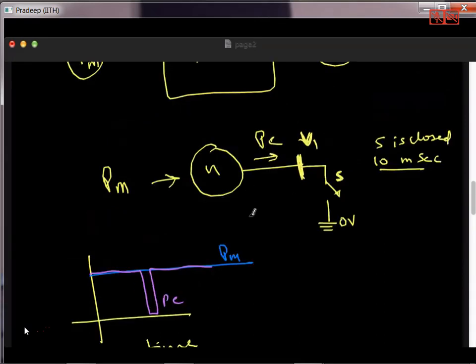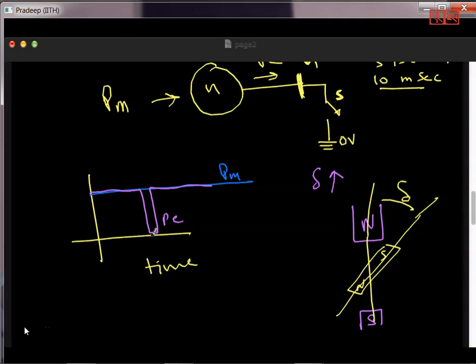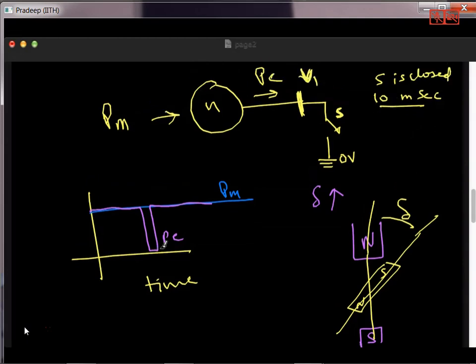That will result in an increase of the angle delta. Delta is the angle between the rotor axis and the stator axis. Now, how much can delta increase? If I draw the diagram, this is the north pole, this is the south pole, and the angle between these two is delta. If I close the switch for 10 milliseconds, delta increases slightly, and again it comes back to the normal position. It is still stable.